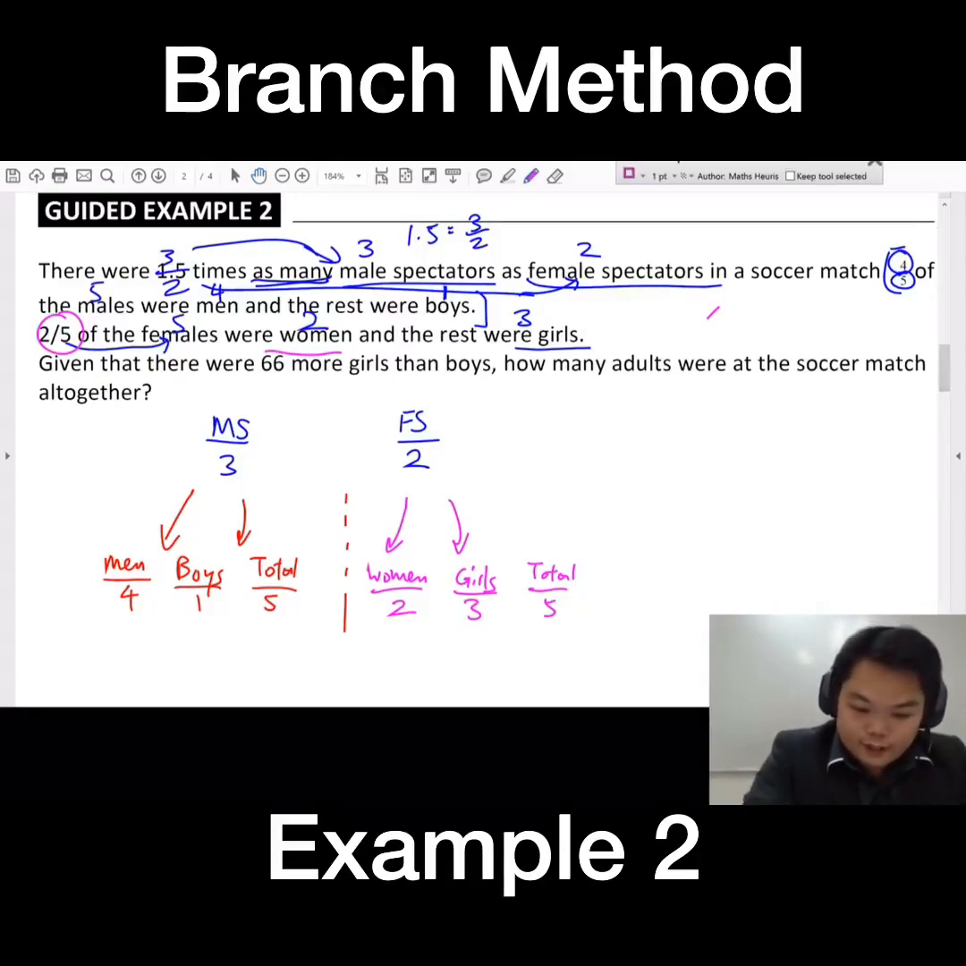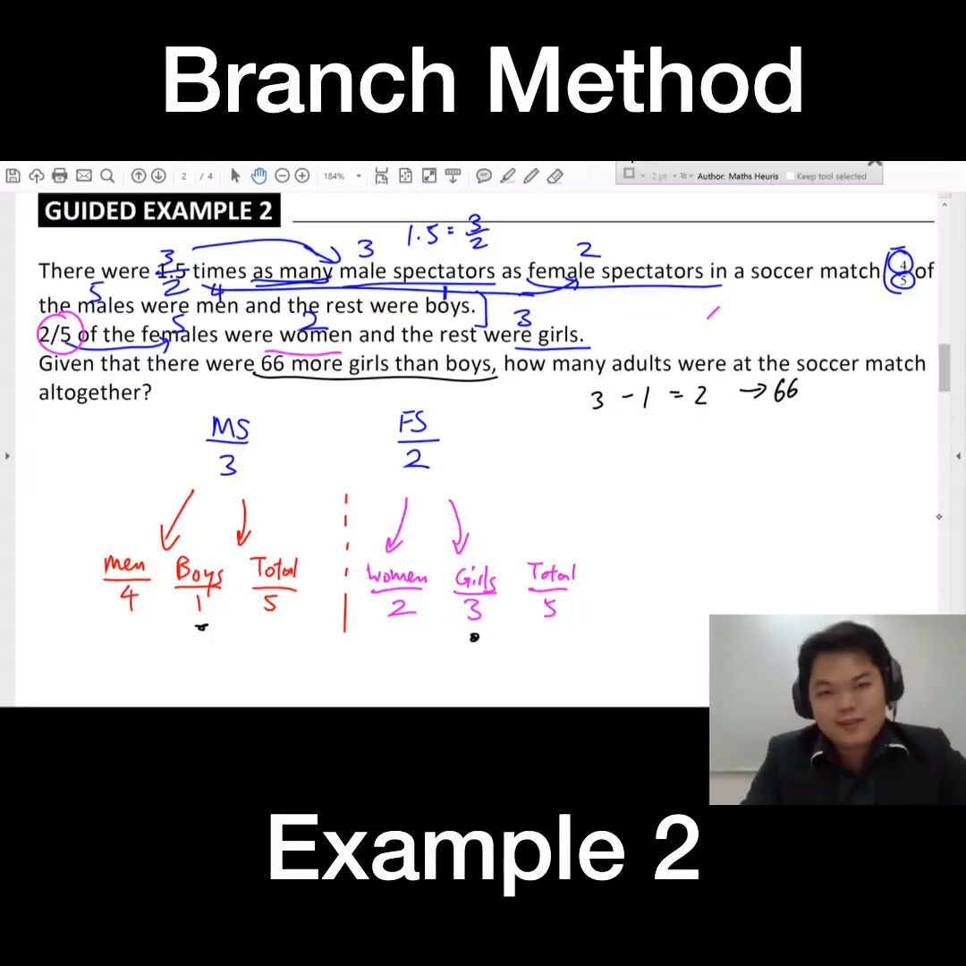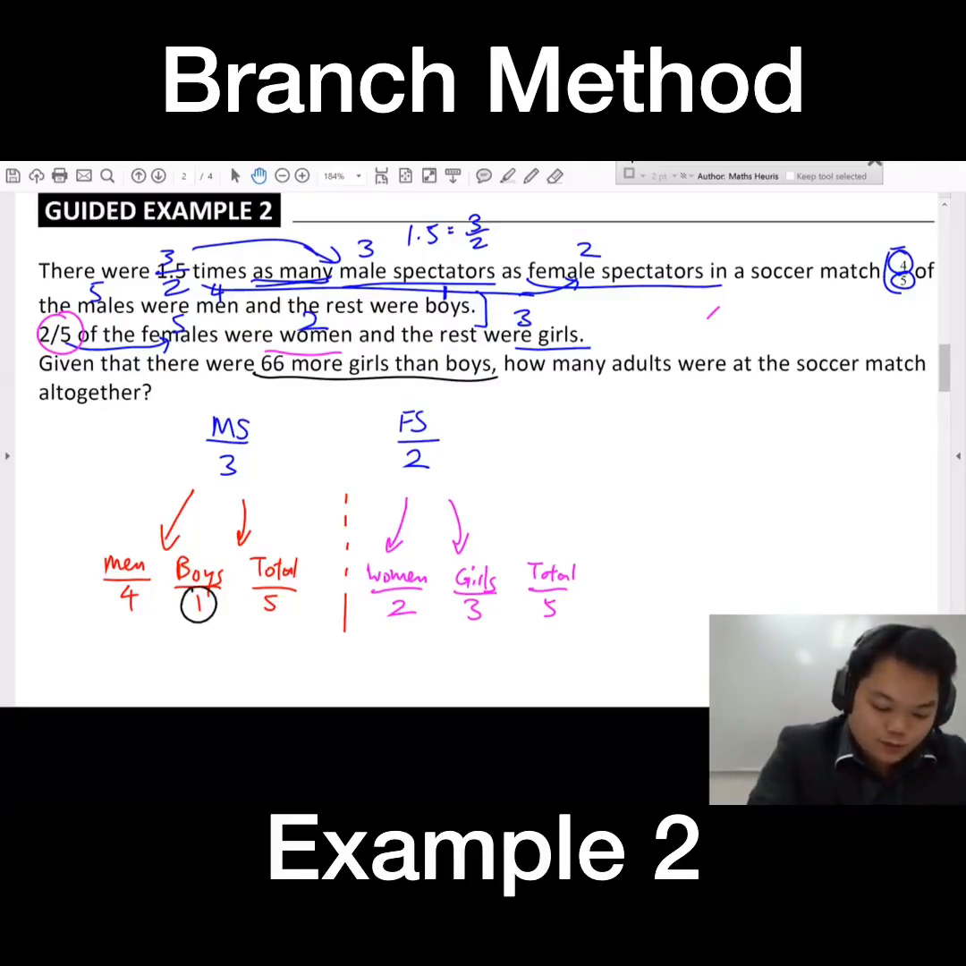Now, given that there are 66 more girls than boys, another common mistake is they will take this 3 minus this 1, then they say that 3 minus 1 equals 2, which is 66. No, it's not the case. These two have different proportions. They are not interrelated yet. So what can we do from here?